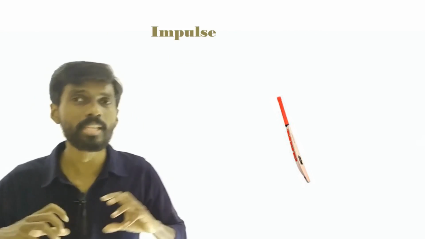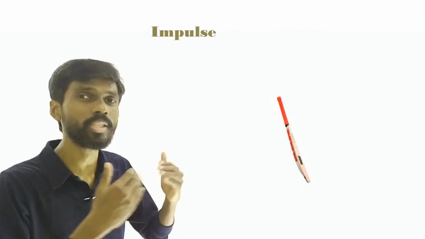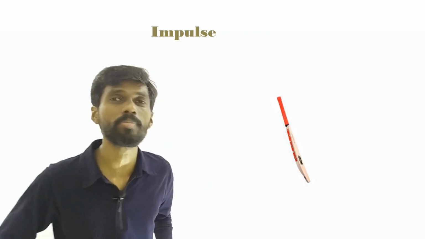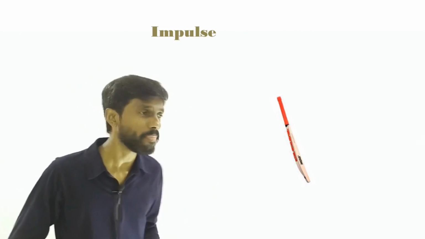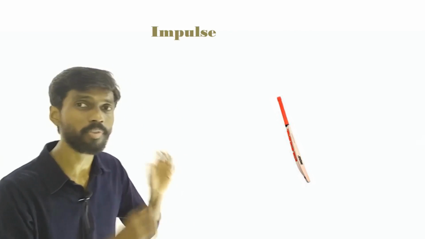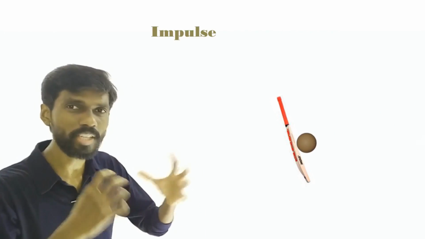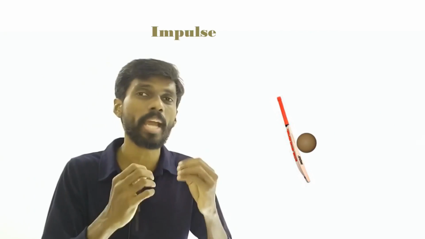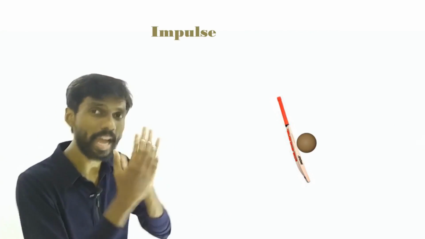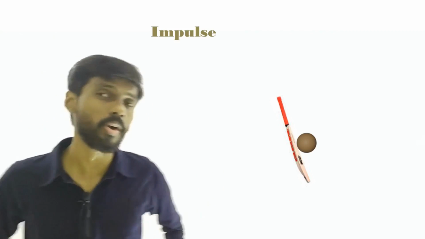Usually when a force is applied, the momentum changes gradually. The rate at which the momentum changes is the force. Here the force works only for the short duration of time for which the ball is in contact with the bat. The ball is in contact with the bat only for a short duration of time. The force is acting only in that duration, but the momentum changes suddenly. So that sudden change in momentum is called the impulse.